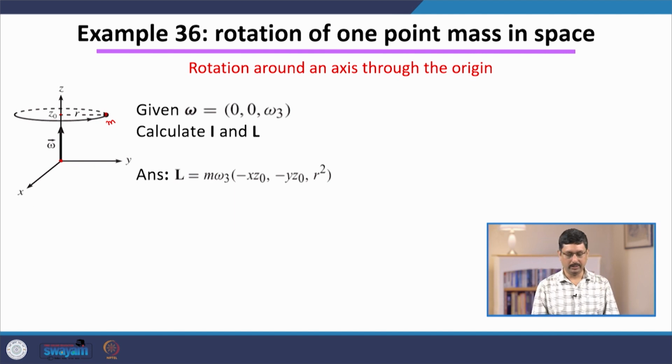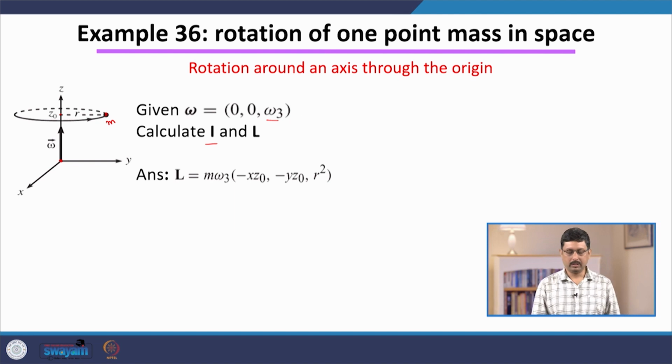Now, given that the angular speed is omega 3, and the direction of the angular velocity is along the z axis, this is a constant. So, the particle is moving with a constant angular speed omega 3, and the direction of the angular velocity is along the z axis, which means that the particle is moving in a plane perpendicular to the z axis, that is, in a plane parallel to the xy plane. Now, the problem is to calculate the angular momentum and the moment of inertia I.